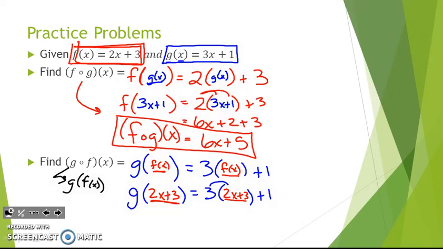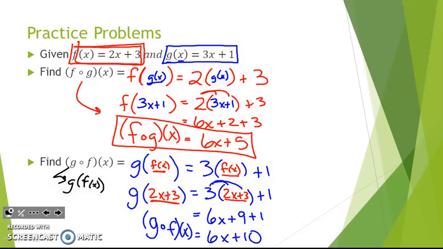Now to simplify, I'm going to distribute. 3 times 2x gives me 6x. 3 times 3 gives me 9 plus 1. And I get that equals 6x plus 10. So I could say that g open circle f of x equals 6x plus 10.